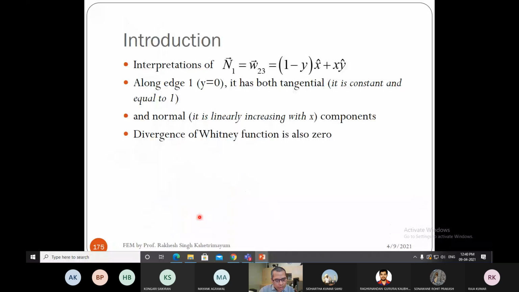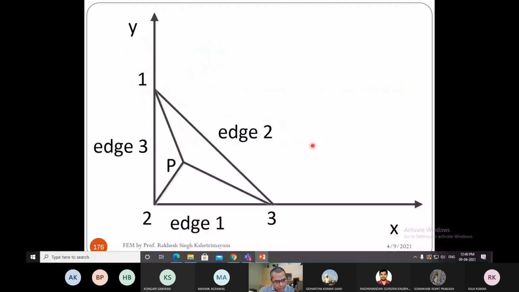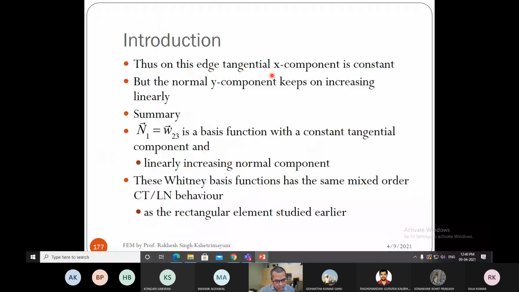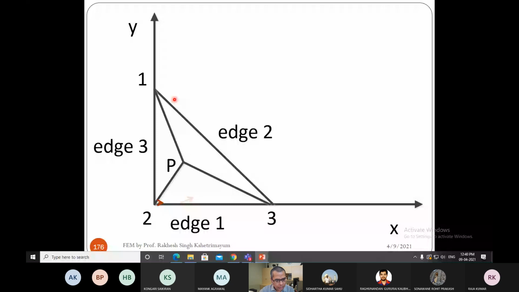And one more thing is that when you take divergence of the Whitney function, it is 0. So you can plot all this thing together. So what we are observing is that this tangential x component is constant, but the normal y component keeps on increasing linearly. That's what we have observed just now. Tangential component is constant, but the normal components keep on increasing.